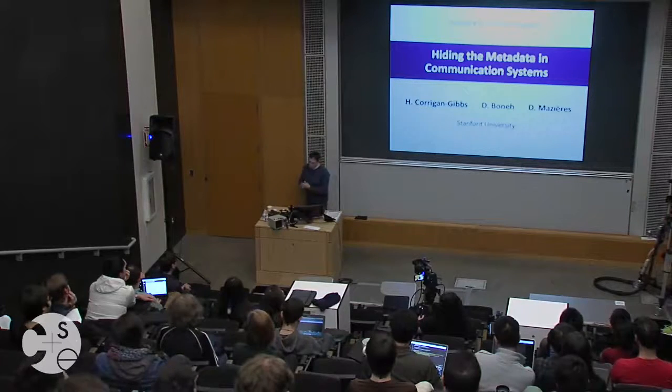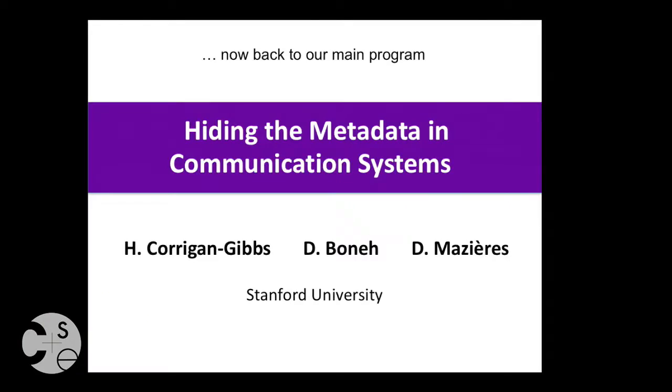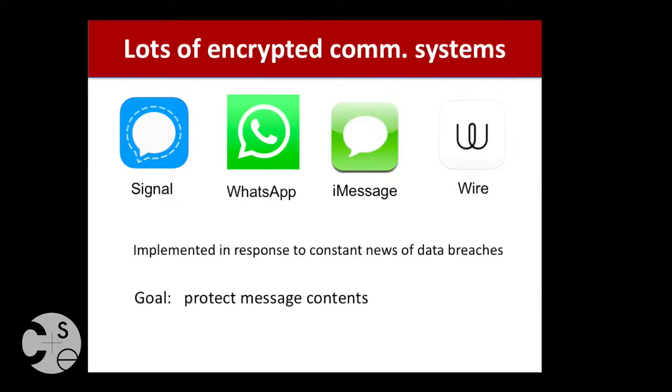OK, so what I want to tell you about is this question of how to hide metadata in communication systems. So how do we communicate without revealing who we're communicating with? As a cryptographer, it's wonderful for me to see that all of a sudden there are lots of options for secure communication systems. There are lots of applications out there that use end-to-end cryptography to protect messages. So Signal, WhatsApp, iMessage, Wire, all these systems encrypt messages from Alice to Bob, and the service provider doesn't see any of the contents of the messages.